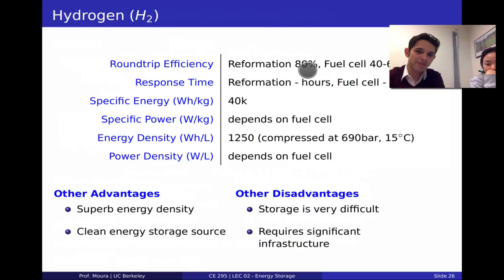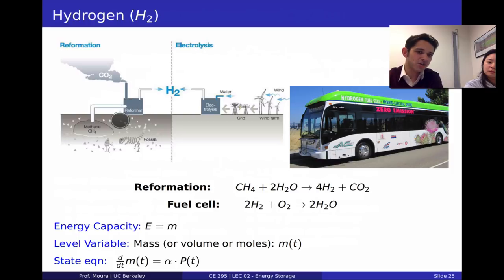Well, for reformation, it can be something like 80%. So that's basically to convert methane, that chemical energy, into hydrogen. So that's 80% efficient. And the fuel cell itself is like 40 to 60% efficient. That is converting the chemical energy stored in H2 into electric power. Okay, so in total, not incredibly efficient. The response time for reformation can be hours. For the fuel cell part, it's on the order of 1 second. Okay, so in the bus, it's about 1 second. This reformation plant that's converting methane into electric power is slower, on the order of hours.